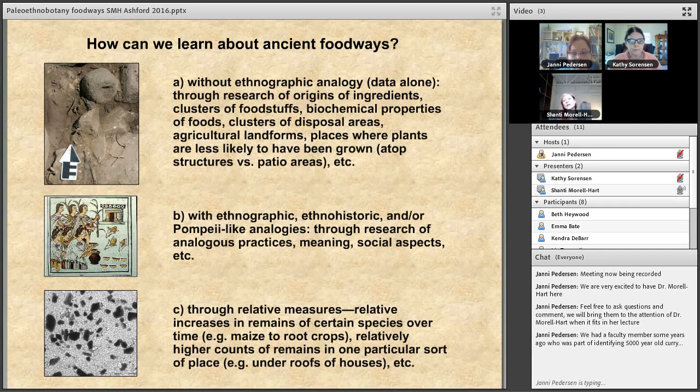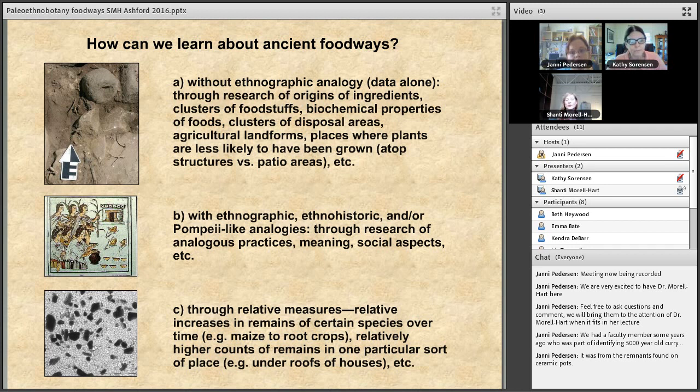So there are a lot of things that we can think about, even if we don't make use of ethnographic analogy. But if we do start to make use of ethnographic, ethnohistoric, and analogies using these sort of Pompeii-like circumstances where things are perfectly preserved in place, where you've got, for example, a volcano that erupts and ash spews everywhere and it preserves everything in a really nicely sealed context, then we can use that as an analogy as well. So if we look at an ancient plant in the past, and we want to figure out, okay, how was this used?